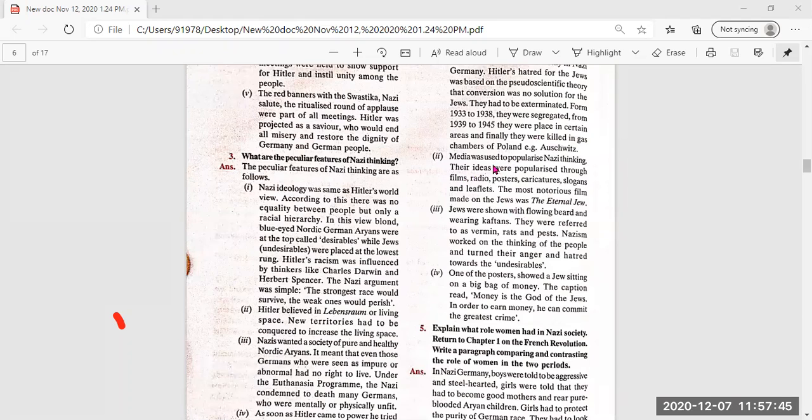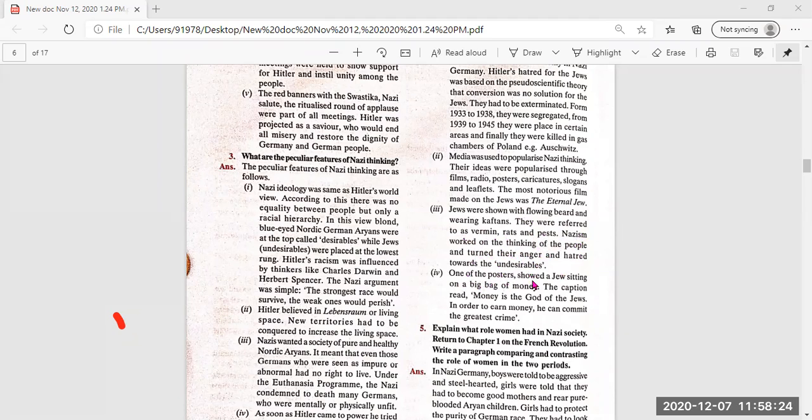Media was also used to popularize Nazi thinking, and their ideas were popularized through film, radio, posters, circulating slogans, and leaflets. Every step was taken to promote the Nazi ideology. Jews were shown with a flowing beard and wearing a cap, and they were referred to as vermin, rats, and pests. Such humiliating names were given to these Jews. Nazism worked on the thinking of the people and turned their anger and hatred towards the undesirables.